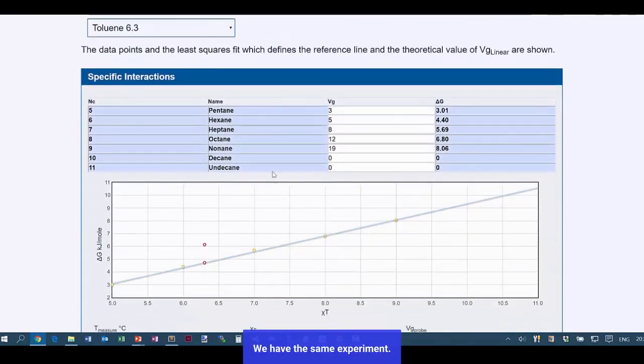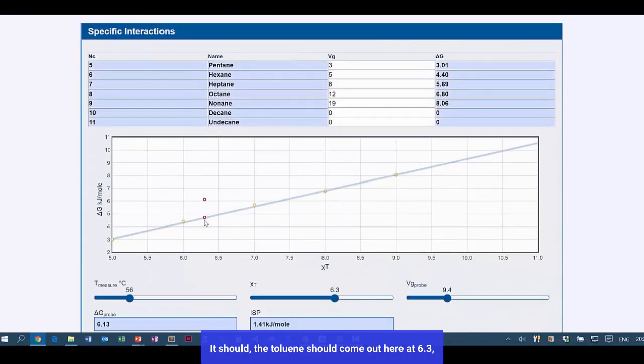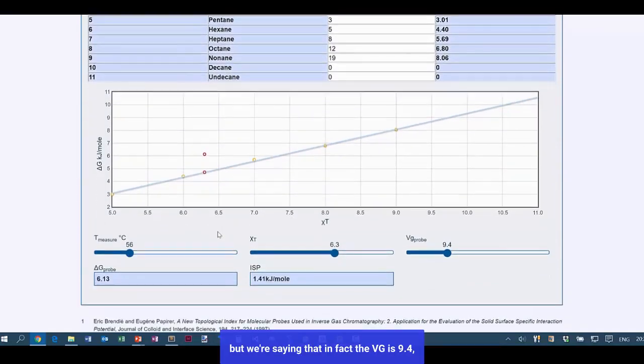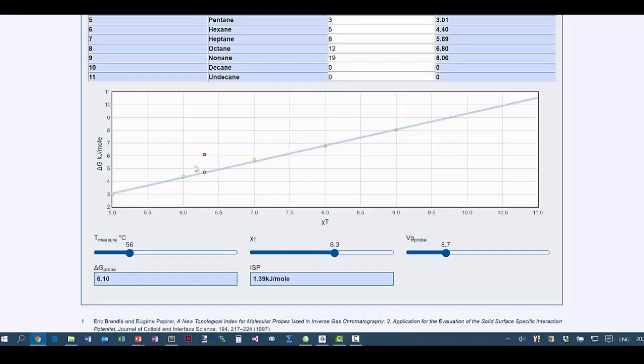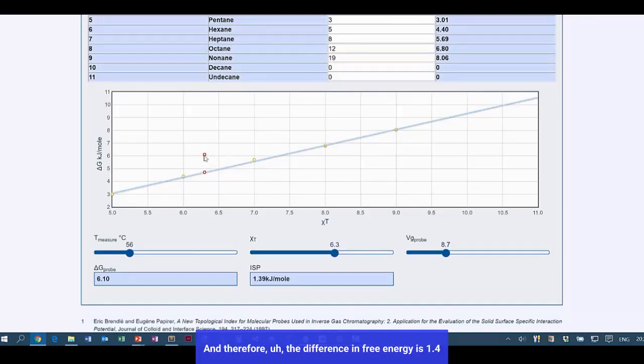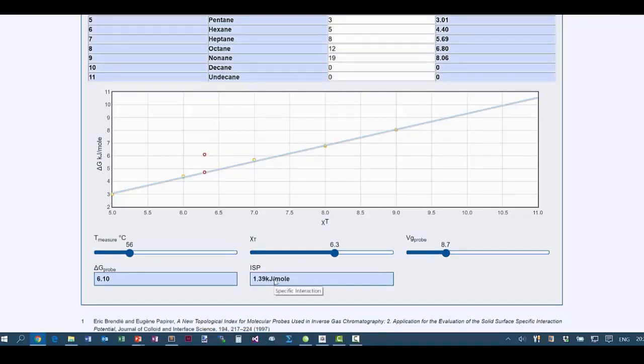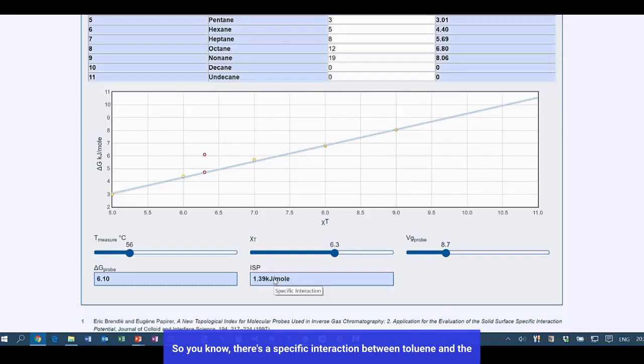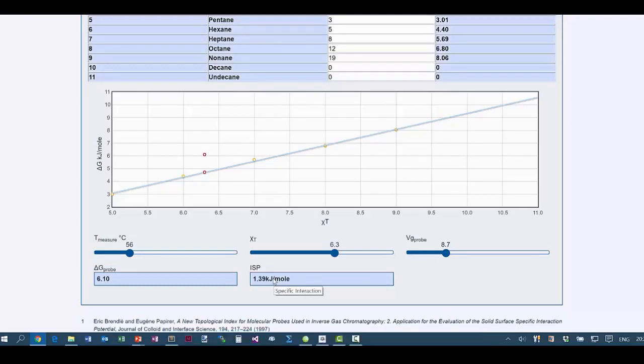We have the same experiment. The toluene should come out here at 6.3, but we're saying that in fact the Vg is 9.4, which gives a delta G of 6.1. So it's out here rather than that, and therefore the difference in free energy is 1.4 kilojoules per mole. So we know there's a specific interaction between toluene and the surface of 1.4 kilojoules per mole.